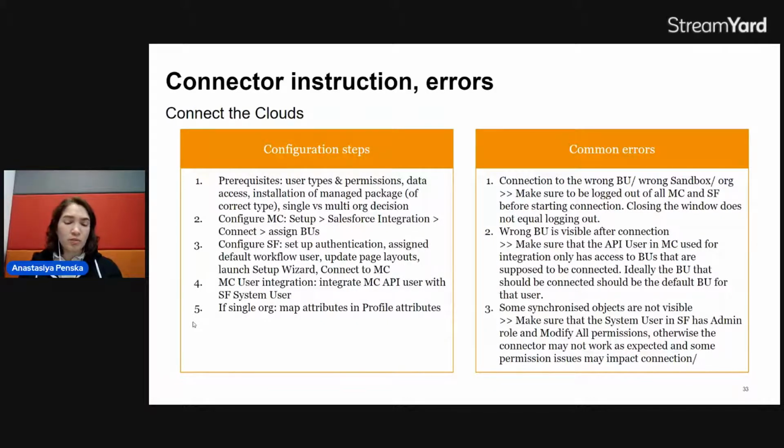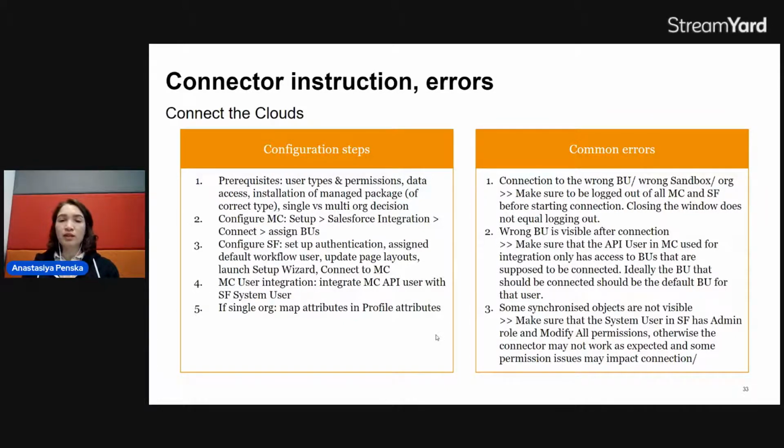This is empirically, from my experience, a step that is only required for the handshake users, right? So the system user and the API users. For all the other users, from my experience, it's a less common use case. And if, of course, there's a single org, then you can map some profile attributes. So, 3 main problems can occur when you are setting up Marketing Cloud Connect.